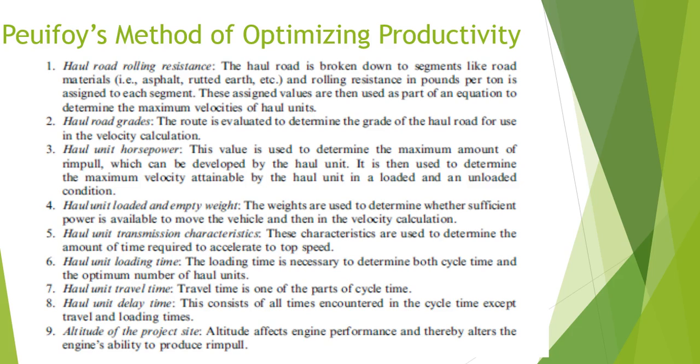We look at the horsepower, or the amount of power that a vehicle has to actually do work or to transfer power through either the wheels, which is what we refer to as rim pull, or through a drawbar when we have a tractor pulling a piece of equipment. Other things that are important are the loaded and empty weight of a piece of equipment.